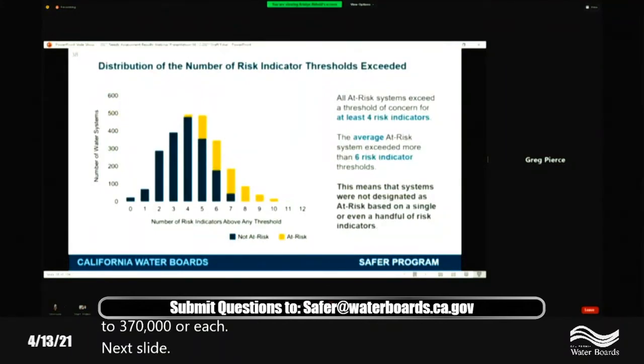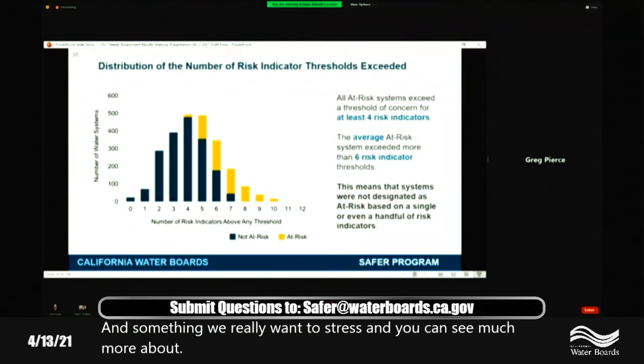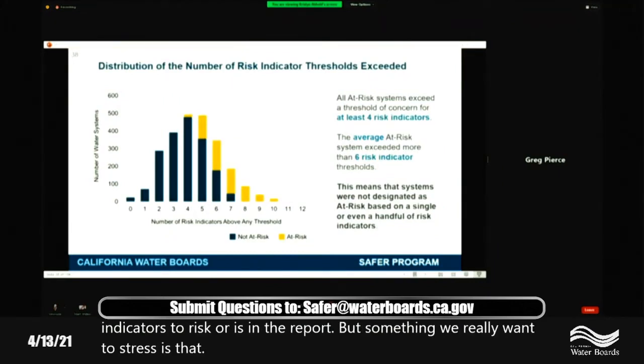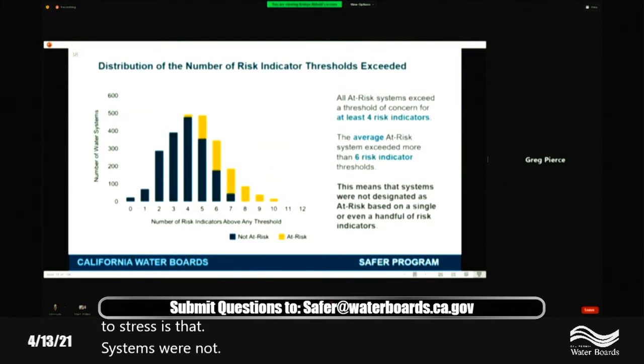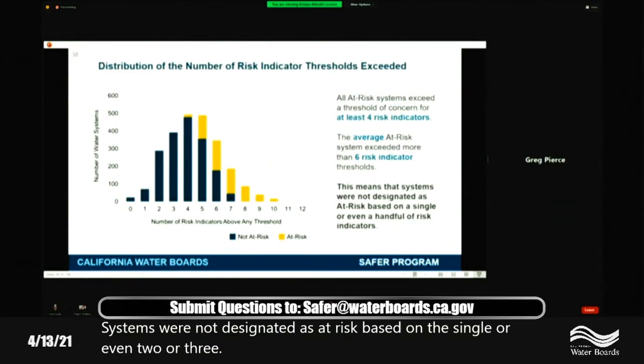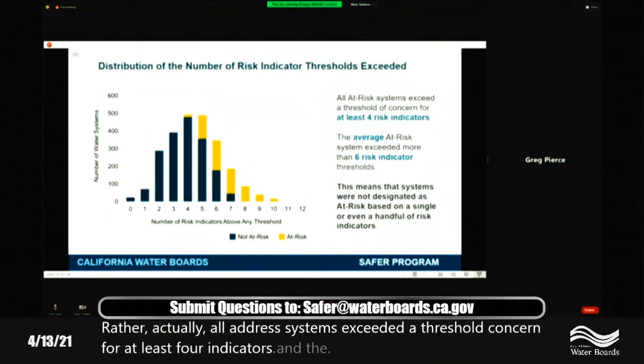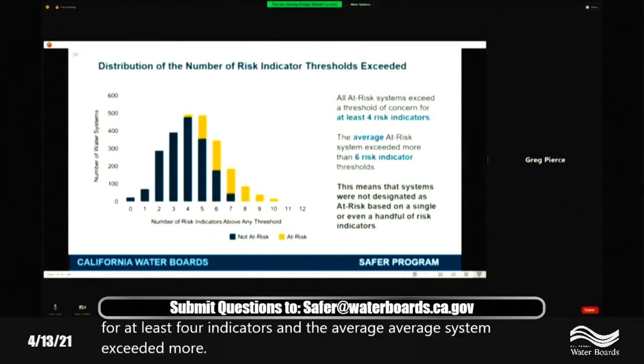And something we really want to stress, and you can see much more about the relative contribution of particular indicators to risk scores in the report, is that systems were not designated as at risk based on a single or even 2 or 3 risk indicators. Rather, all at-risk systems exceeded a threshold of concern for at least 4 indicators. And the average at-risk system exceeded more than 6 risk indicator thresholds.